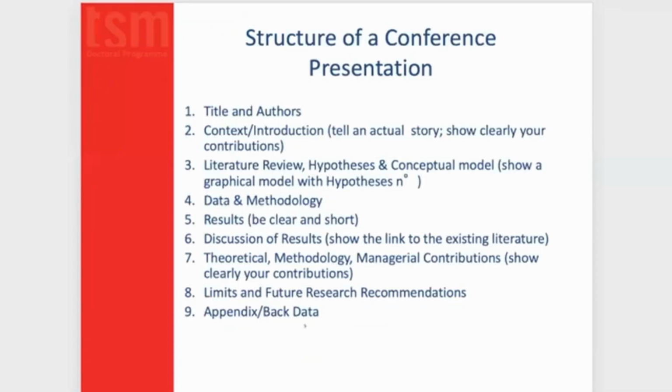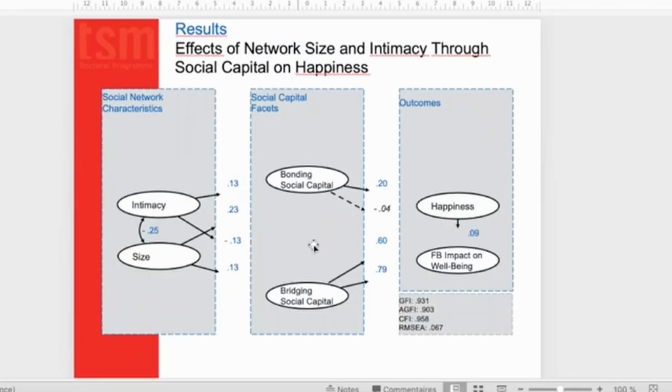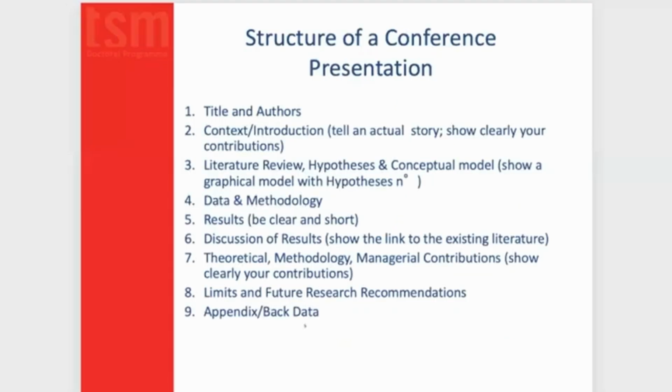Point 5, the results section, is the most important one because there you show your results. I would recommend presenting the results in the form of a figure. If you have developed a conceptual model in point 3, then I would recommend showing the same graphical conceptual model with the hypothesis numbers and the regression coefficients or the structural equation coefficients. You can then easily show the results to the auditorium. If you don't have a graphical conceptual model, then show a table. If you have a lot of figures, perhaps you might show only the main hypotheses.